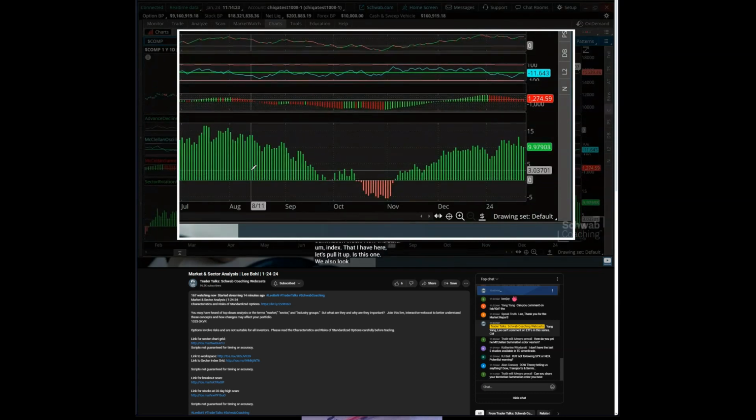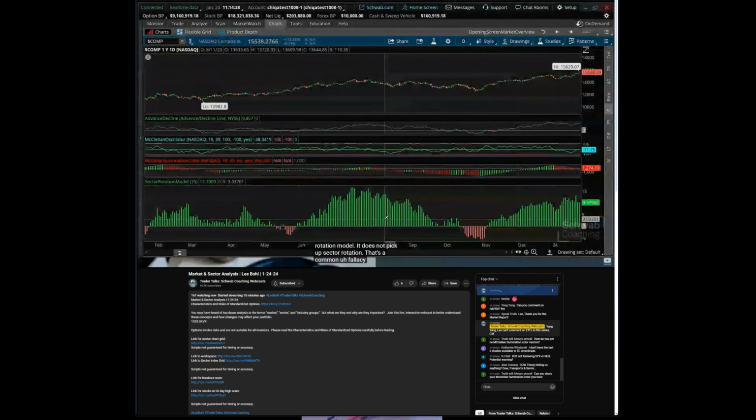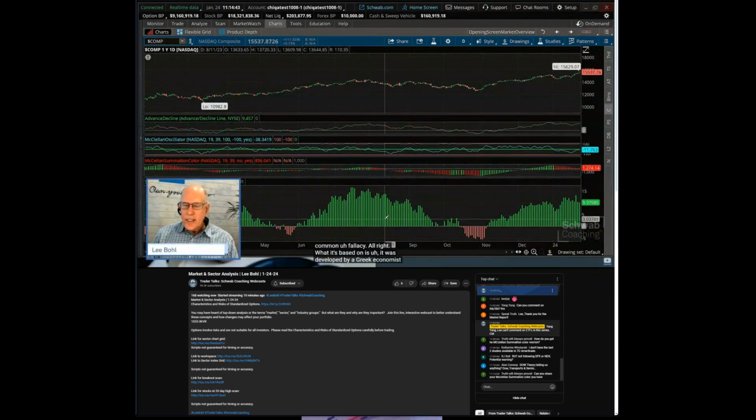All right. So the bottom line here is, what is this? This is called the sector rotation model. It does not pick up sector rotation. That's a common fallacy. All right. What it's based on is it was developed by a Greek economist, and he took the view that when a market tends to be stronger, you tend to have the more aggressive sectors having a rate of change usually going up greater than the more defensive sectors. When the market is a little bit under pressure, that is reversed.